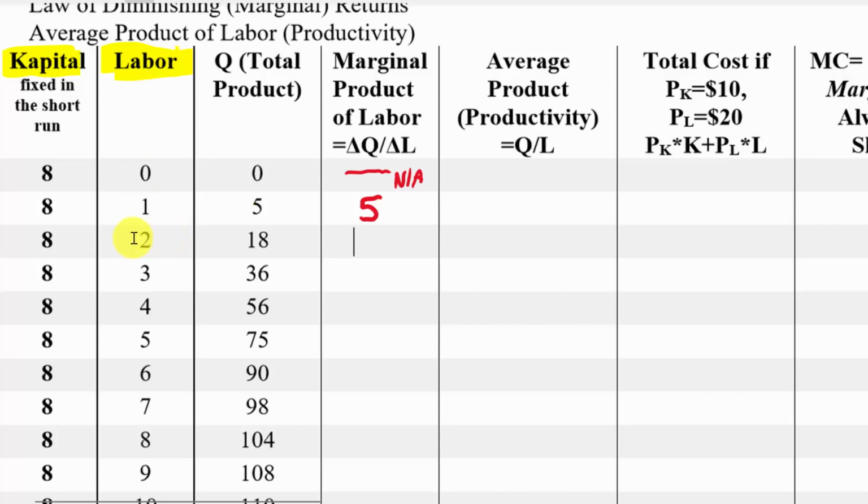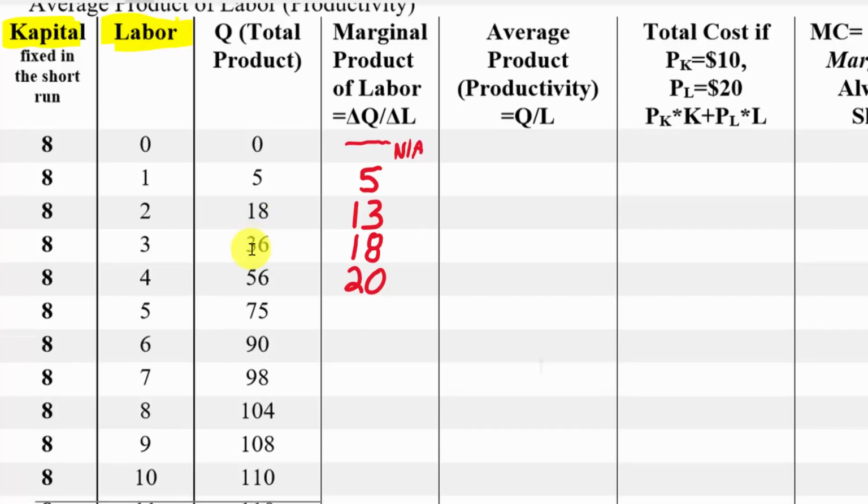Now what about the second worker? Well, when we hire the second worker, we get 13 units of output additional. So 18 minus 5 is 13. How much additional output do we get for the third worker? What's the marginal product of labor? Well, 36 minus 18, 18. What's the marginal product of the fourth worker? How much additional output do we get? We get 20. 56 minus 36.